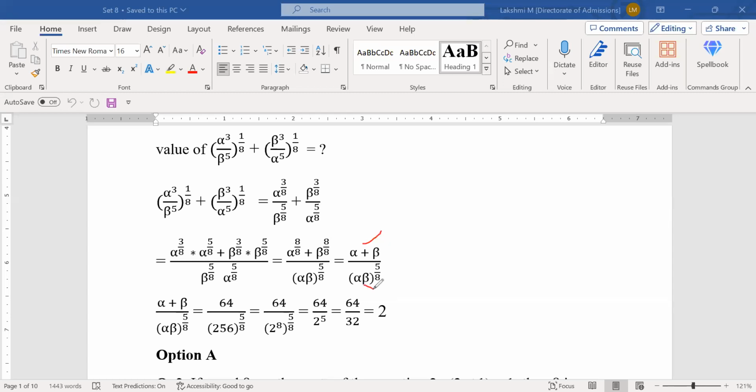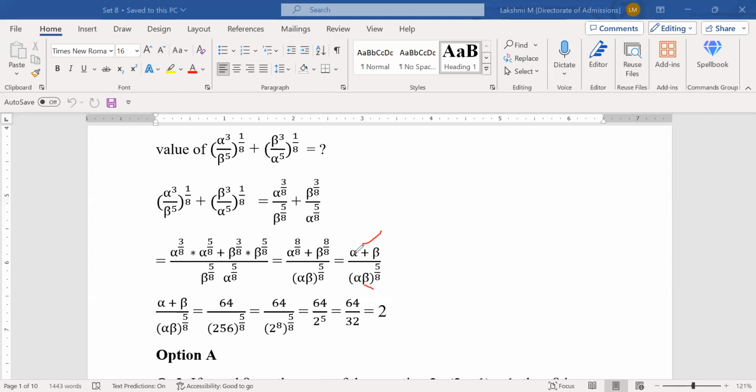This is a very simple question, very easy for you to substitute. So alpha plus beta is 64, alpha beta is 256, whole raised to 5 by 8. So 256 is 2 raised to 8 and this is something that's cancelled. So 2 raised to 5. So 64 by 32, it is equal to 2. That's option A.